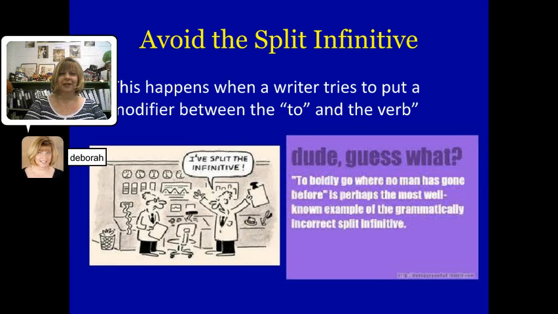One rule that you'll hear a lot is to avoid the split infinitive. A split infinitive happens when a writer puts some sort of modifier between to and the verb. Probably the most famous example of this in English is the start of the Star Trek series, where the voiceover says to boldly go where no man has gone before. And in this case, the adverb boldly separates to and go. So you would have this infinitive form, but it gets split by that modifier.